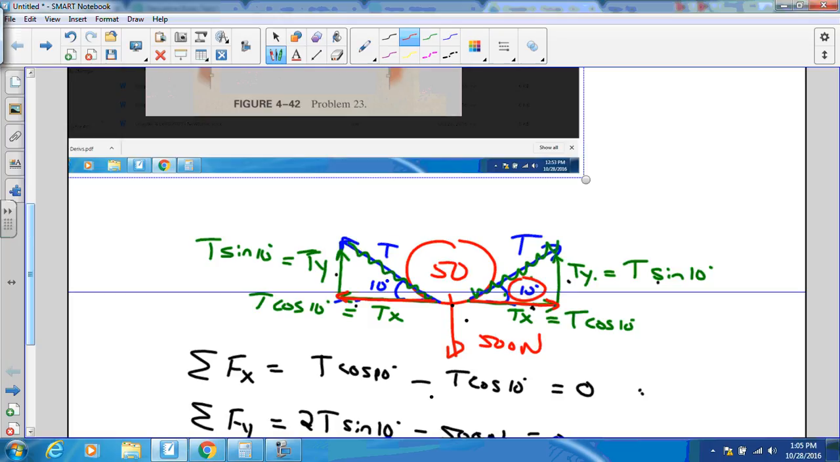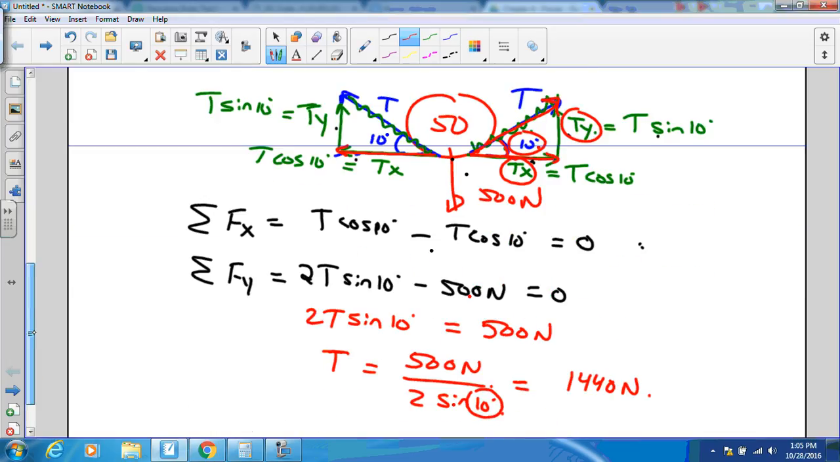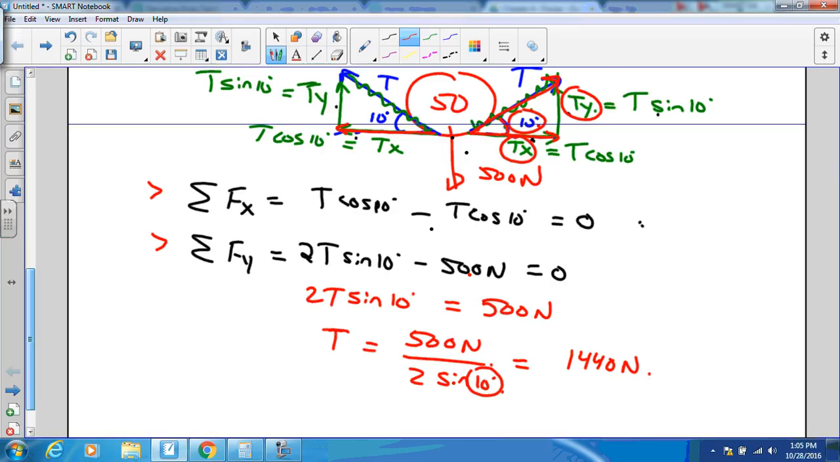So again, the key learning point in this problem is that when we have forces that go off at strange angles, like this one did, then we can resolve those in x and y components so that we can then add up forces in the x and the y directions separately.